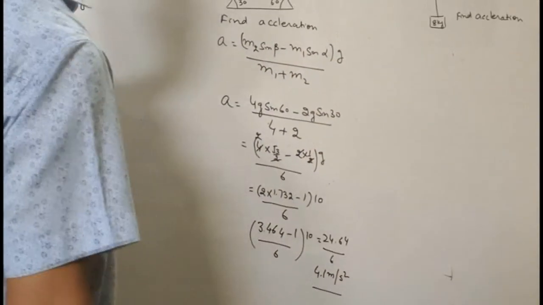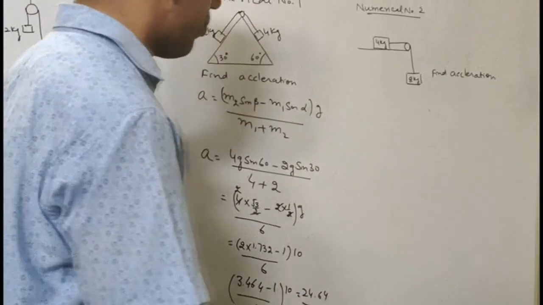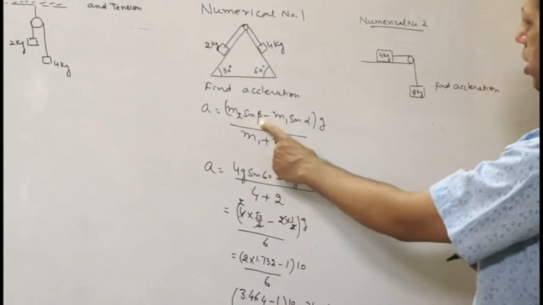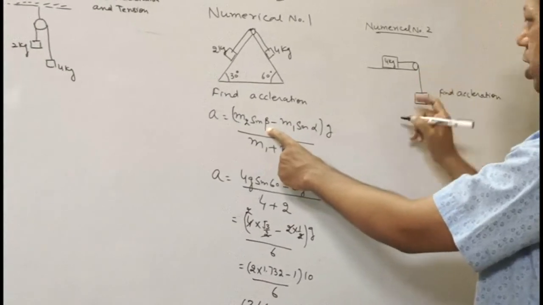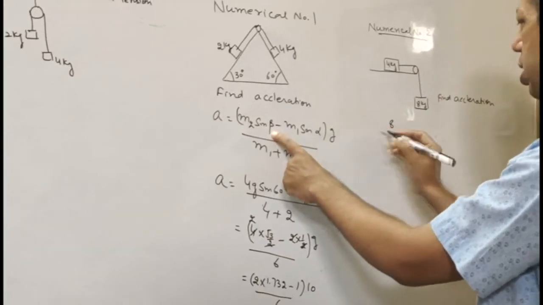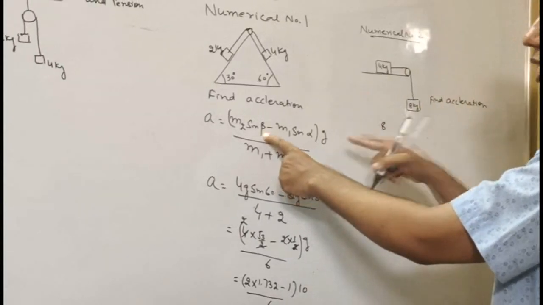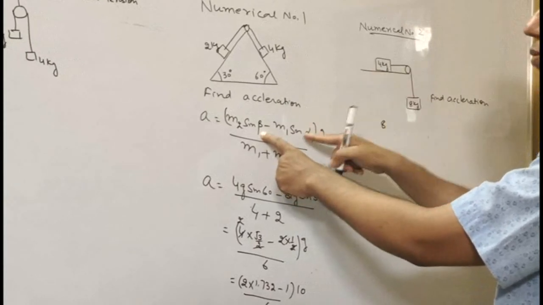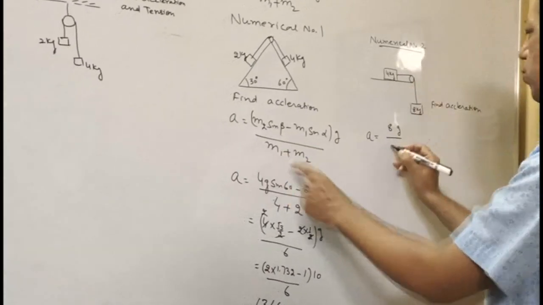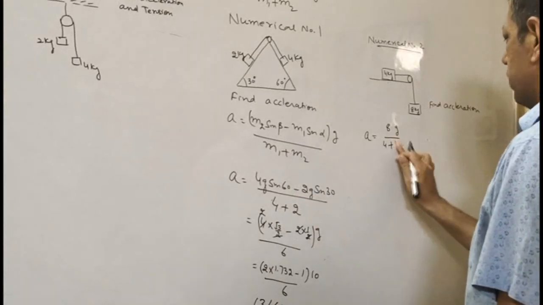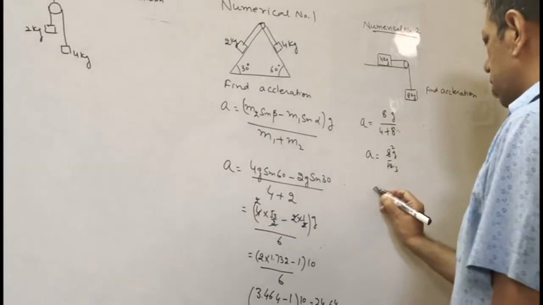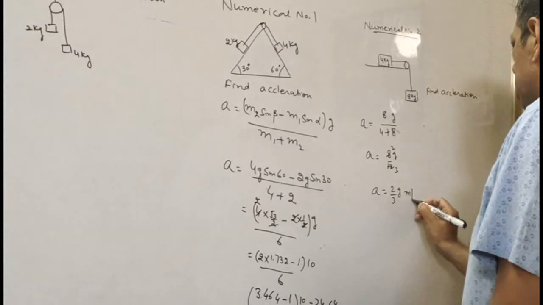This is the acceleration. Now the second numerical. Again we have to calculate the acceleration. Formula is again the same. Here beta is 90, alpha is 0. Sin beta is sin 90, which is 1. Minus m1 sin alpha, alpha is 0 over here, sin 0 is 0. So very simple, acceleration is equal to 8g over m1 plus m2, 4 plus 8, 12. The acceleration comes out to be 8g over 12, which is 2 by 3 g meter per second square.